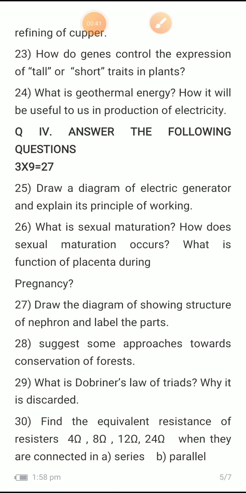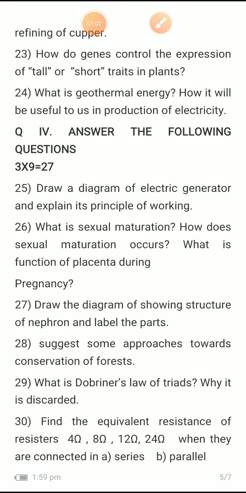sexual maturation, the diagram of a neuron, and we have discussed suggesting some approaches towards the conservation of forests. Also we have discussed what is Mendel's law of traits, and why it is discarded, right?